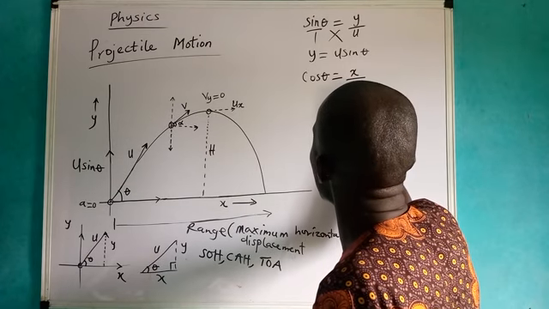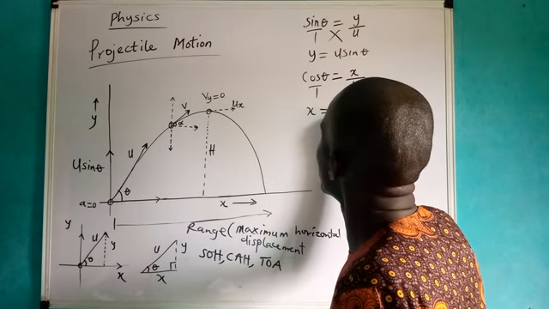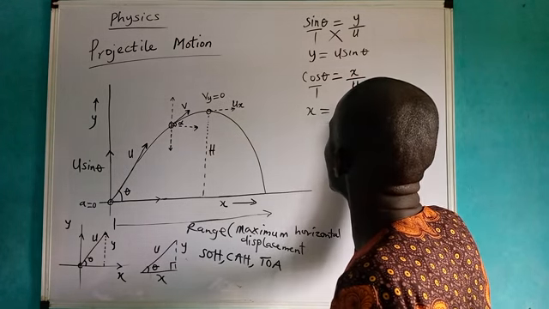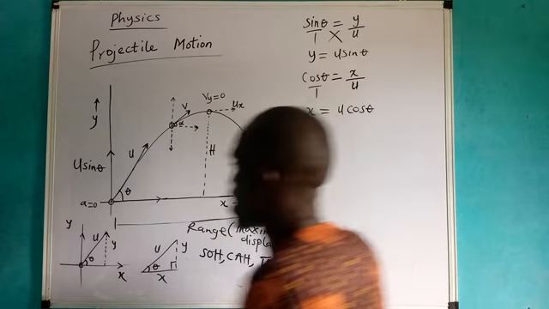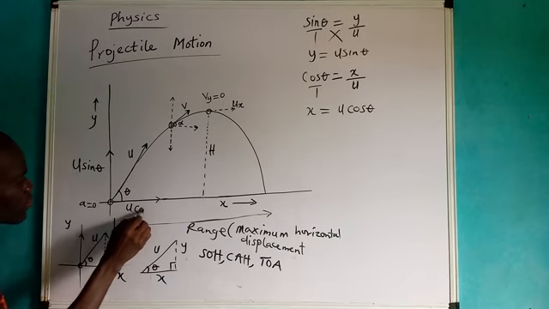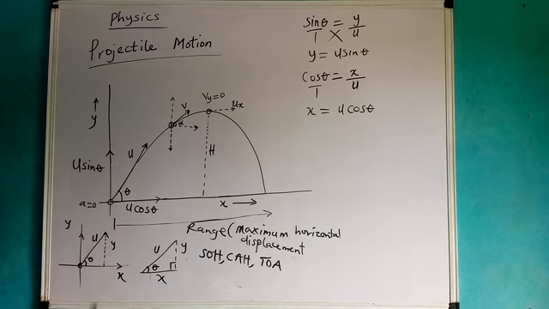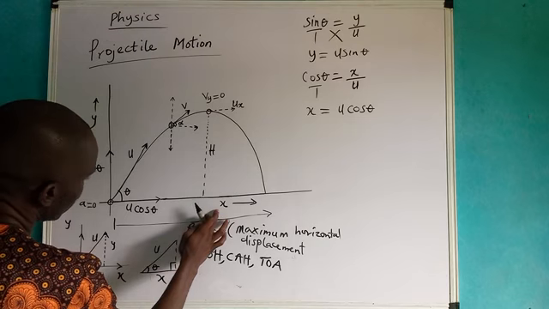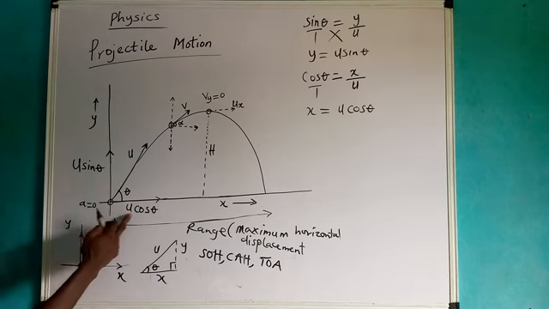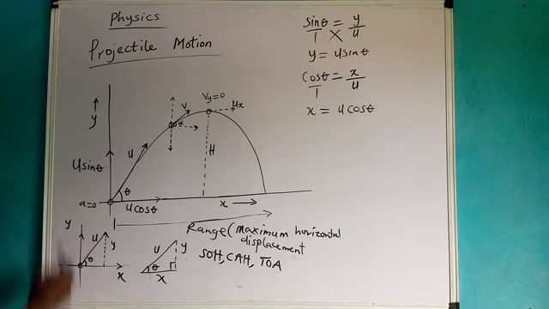Now, if you cross multiply, you make this one over 1. Therefore, we're going to have s, which is u cos theta. Therefore, at this position here, we have u cos theta. You take note for this horizontal displacement, we have u cos theta, while for this y, vertical displacement, we have u sin theta.